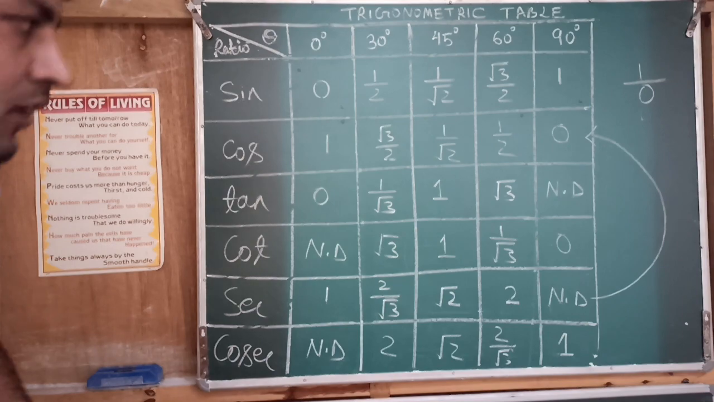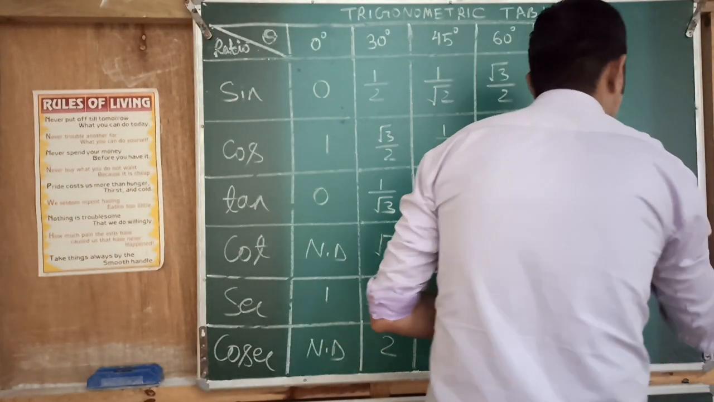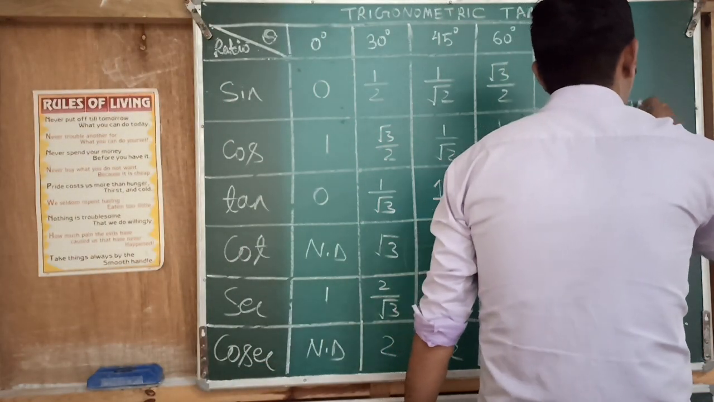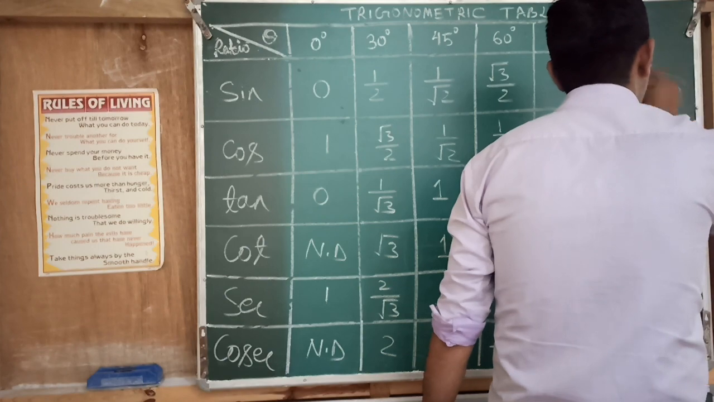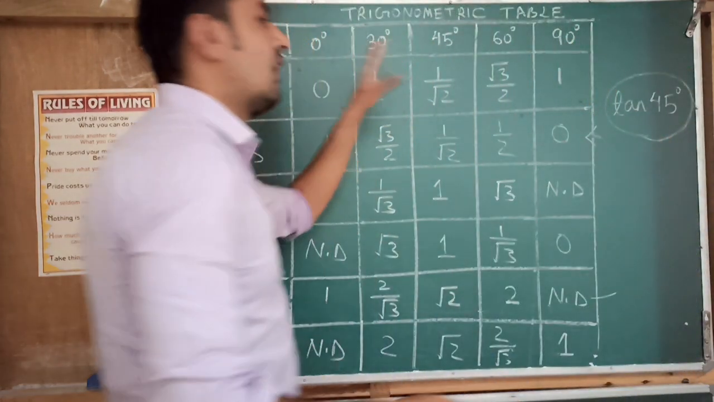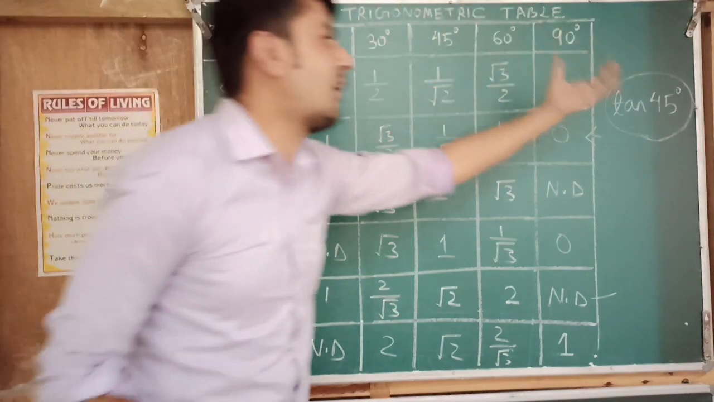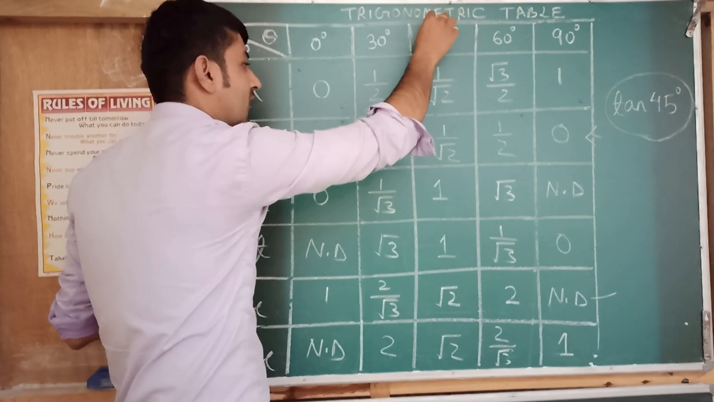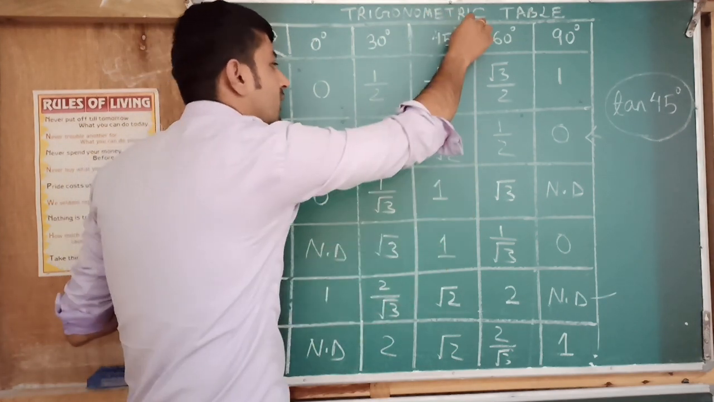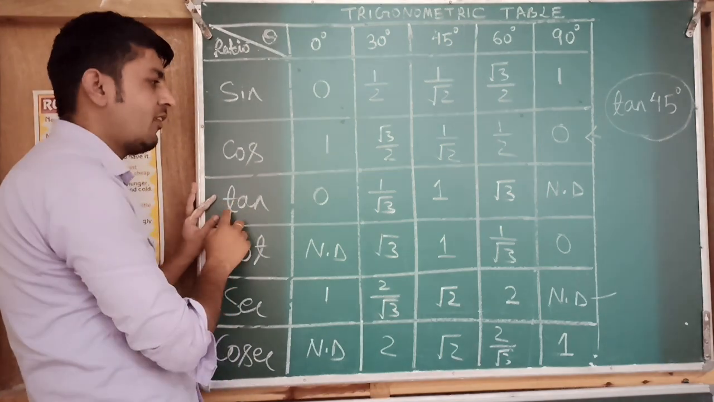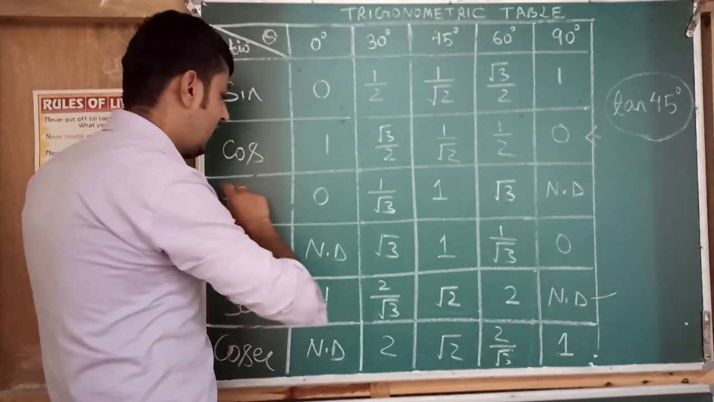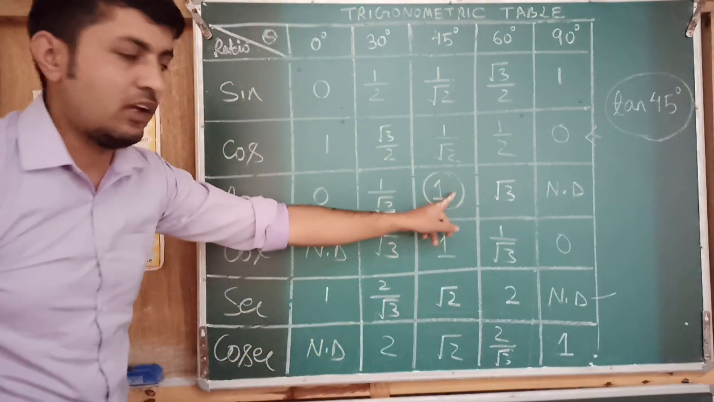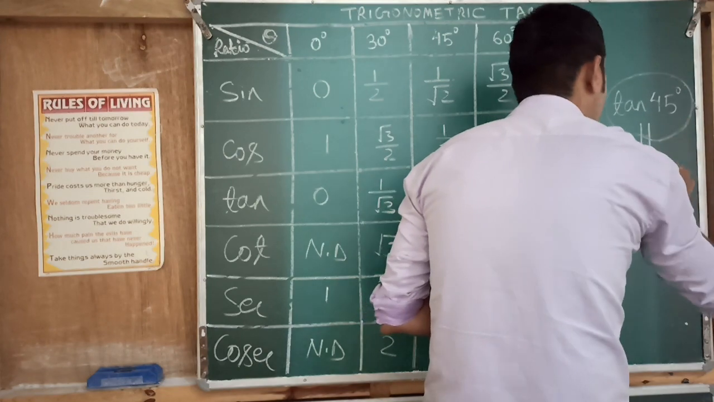Now in this table, if I ask you to find out what is tan of 45 degree, how to use this table? Let me teach you. If I ask you to find out tan of 45, you see 45 degrees here, okay? So you go to this column, and tan is here. You go to this row. So when you see this one and this one, what is the value of tan 45? It is 1.